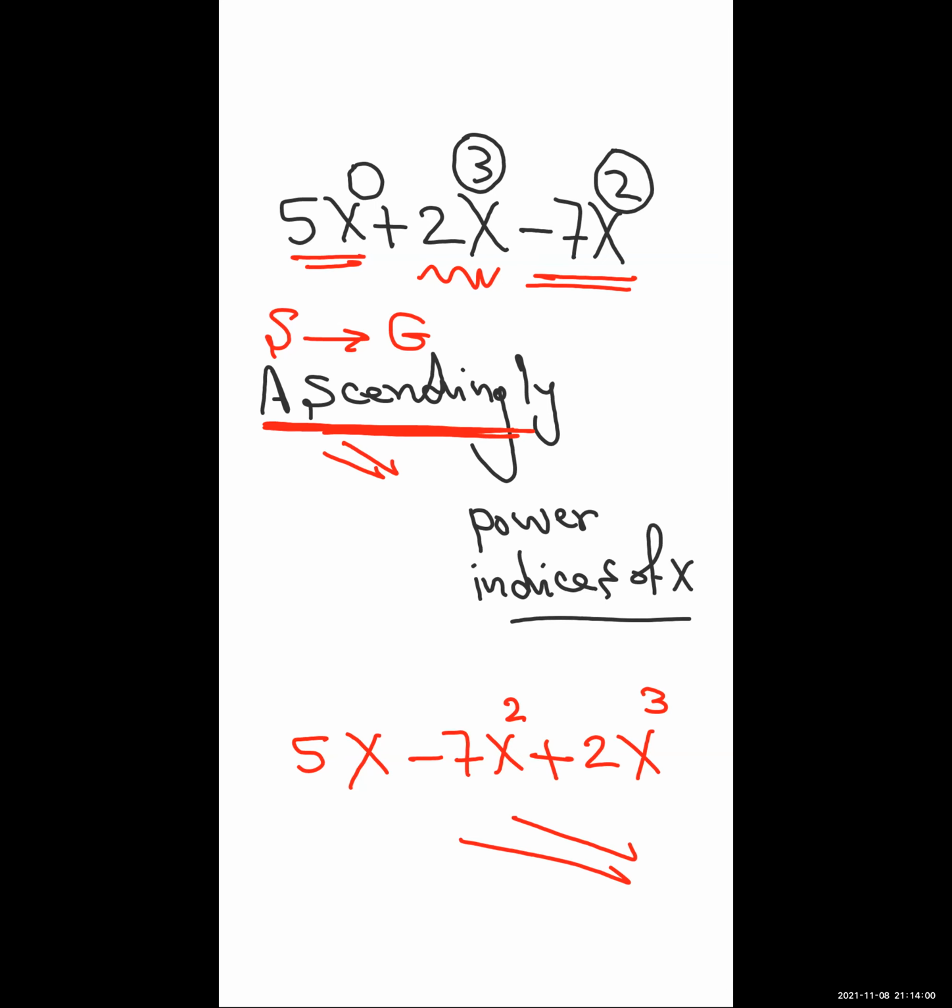One second. Here, let me finish this example first. Descending order. So this means from the greater to the smaller. So which one is the greater power? This one. So 2x power 3. Then this one, negative 7x power 2. Then 5x.